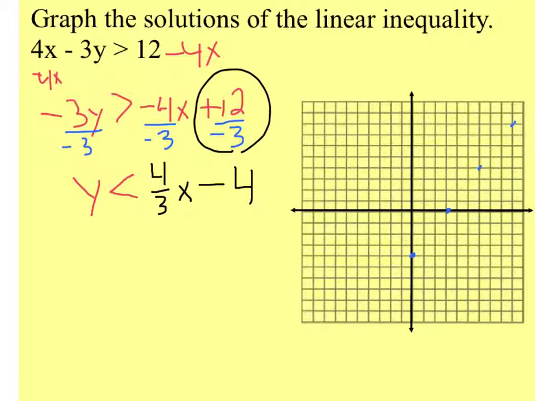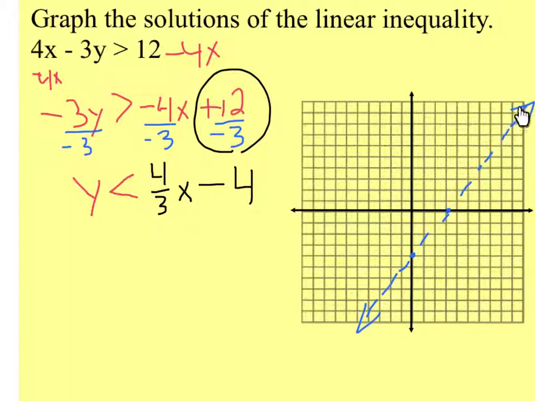Now, I notice that it says less than, and there is not an equal to sign. So this needs to be a dashed line. And that tells the person that if you include a number that is on this line, it will not count. It won't work. It's not okay. I forgot to talk about that before.